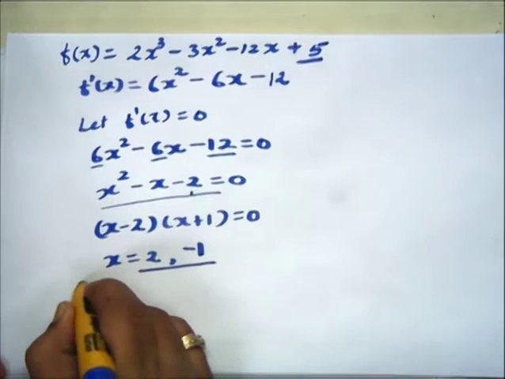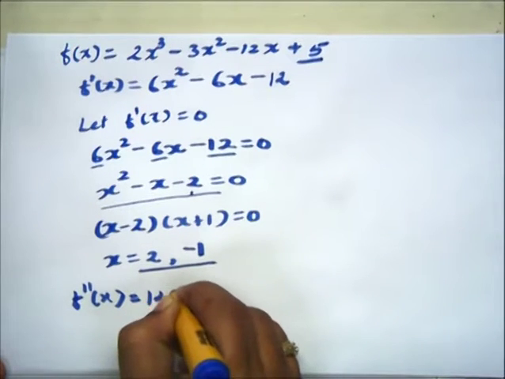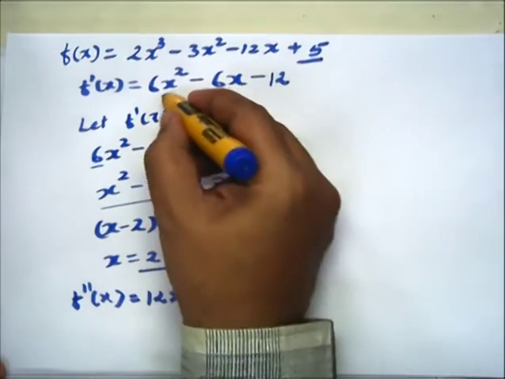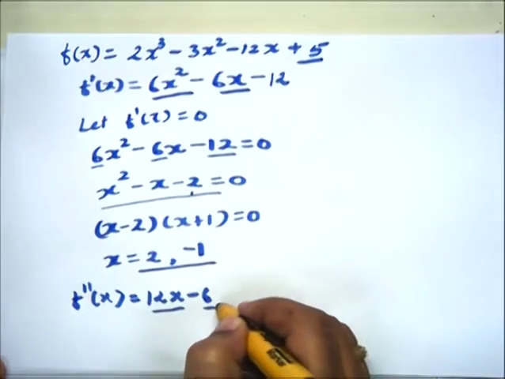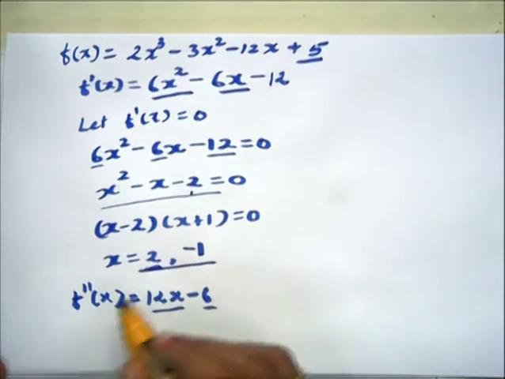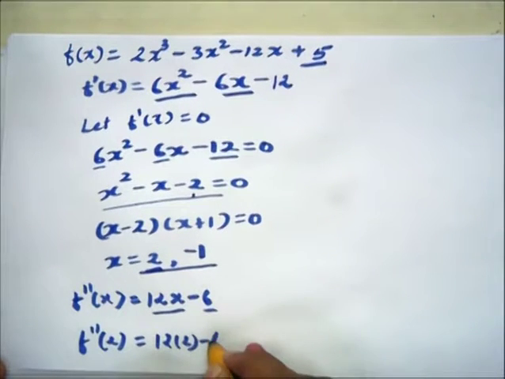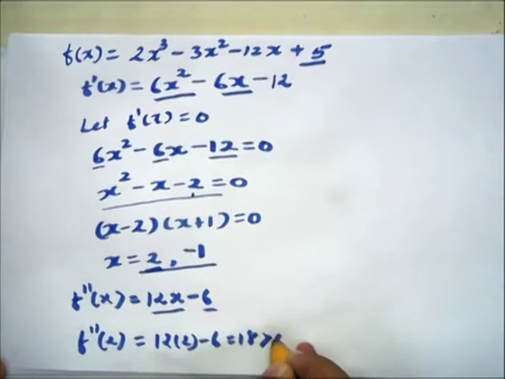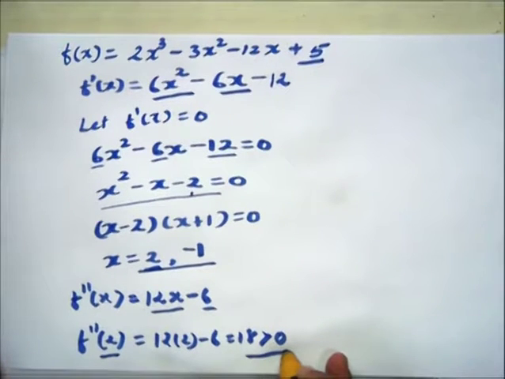For that, let us find out f double dash x. So f double dash x is equal to 12x minus 6. Derivative of 6x square is 12x, and derivative of 6x is 6. Now let us get the value of f double dash 2. So f double dash 2 is equal to 12 into 2 minus 6, which is 18, which is greater than 0. So at this 2, f double dash is positive.